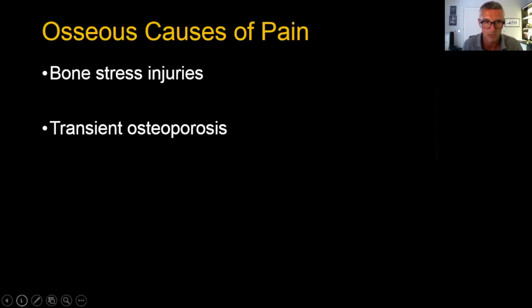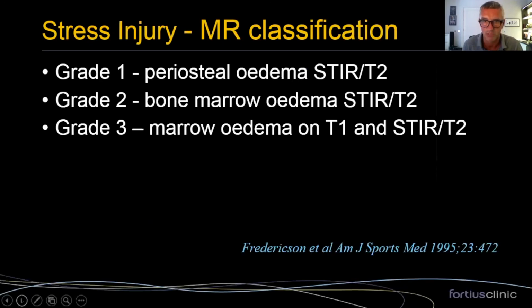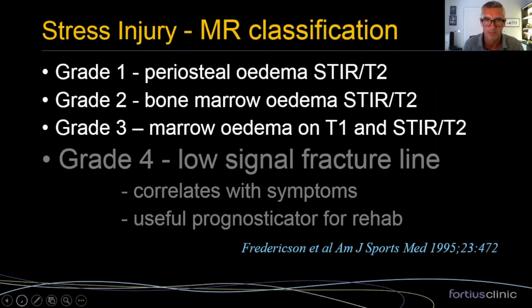So we're going to run on just a little bit about osseous causes of bone stress injuries. I deal with a lot of athletes in my practice. I'm fortunate to have that group. And stress injuries are easily the most common bone pathology I see in my group. They're very common around the pelvis and hip. So we often use the Fredericson classification. That's from 1995, and that's still in common use today.